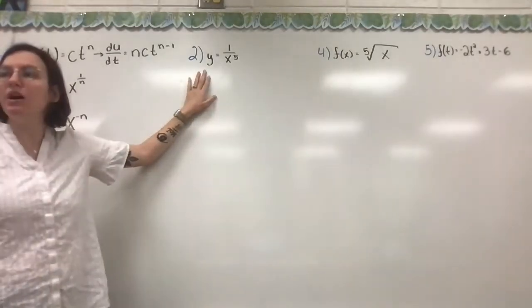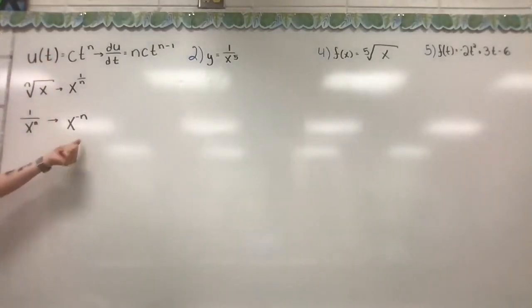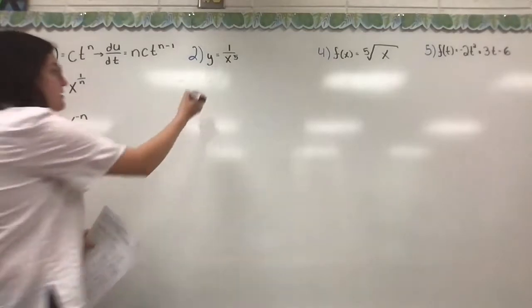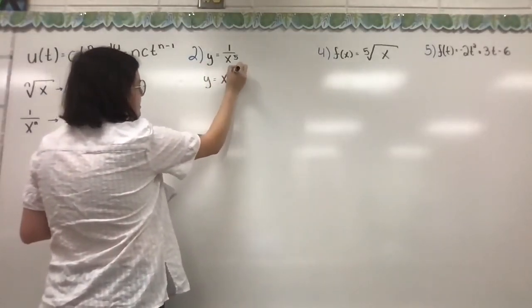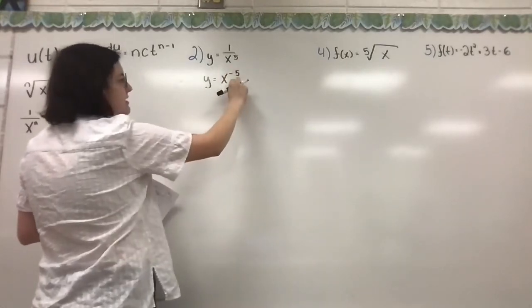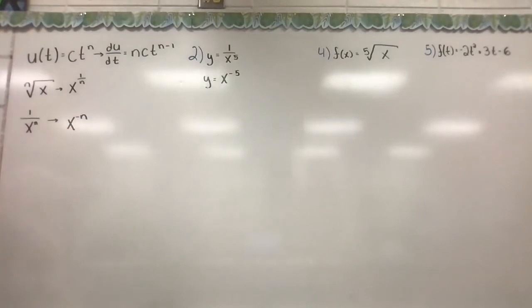You're given y equals 1 over x to the 5. So it says that would be written as x to the negative n. What that means is that we are going to have that y equals x to the negative 5. This is the exact same thing as that. And you guys have learned that in math, right? Okay.